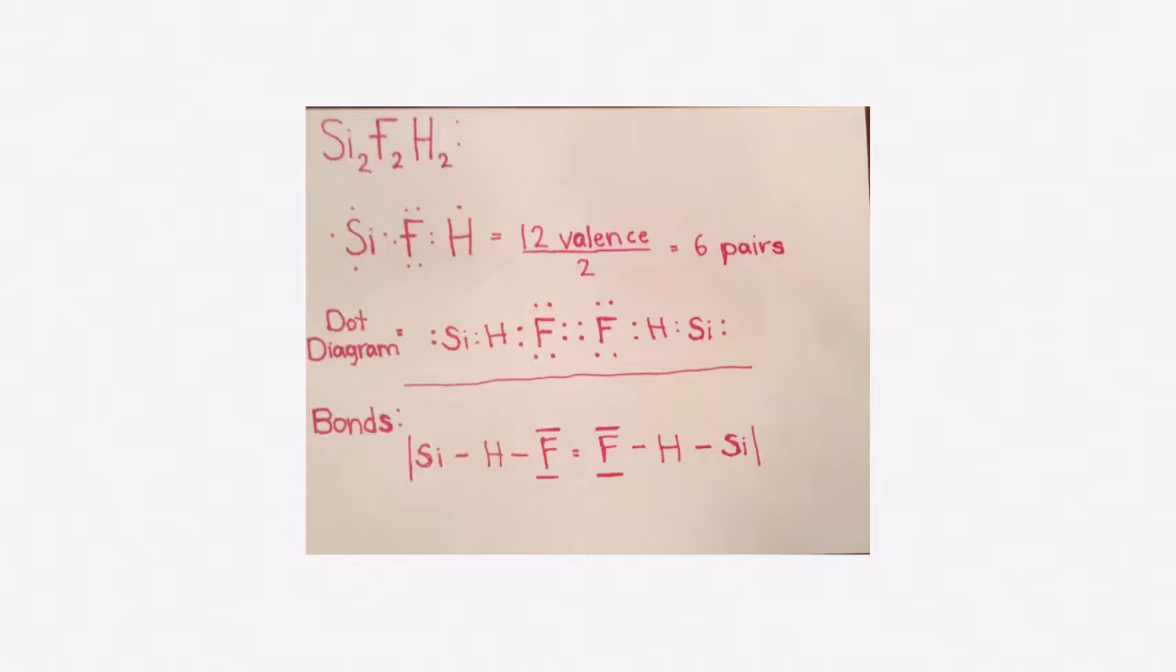Silicon has 4 valence electrons, fluorine has 7 valence electrons, and hydrogen only has 1. This equals a total of 12 valence electrons. Once you reach the 12 valence electrons, you have to divide it by 2, which equals a total of 6 pairs. Now, to do the dot diagram, you have to have 2 fluorines in the middle, and this pairs itself up to represent the 2 bonds.